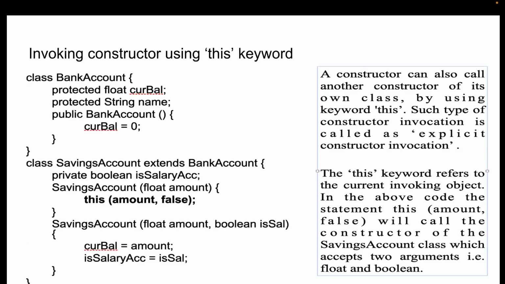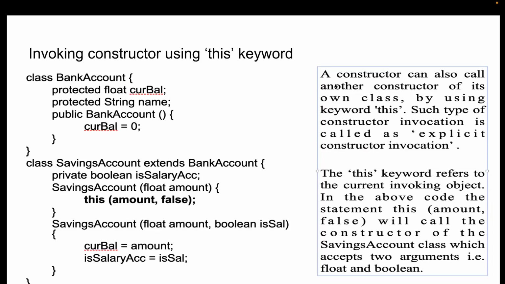And then we also went ahead and saw one example where we were trying to call the constructor of the same class using the this keyword. So if we don't pass any parameter using the this keyword, it calls the default constructor, and if we pass any parameter, it tries to call the constructor which has similar parameters. So this was invoking a constructor using the this keyword.